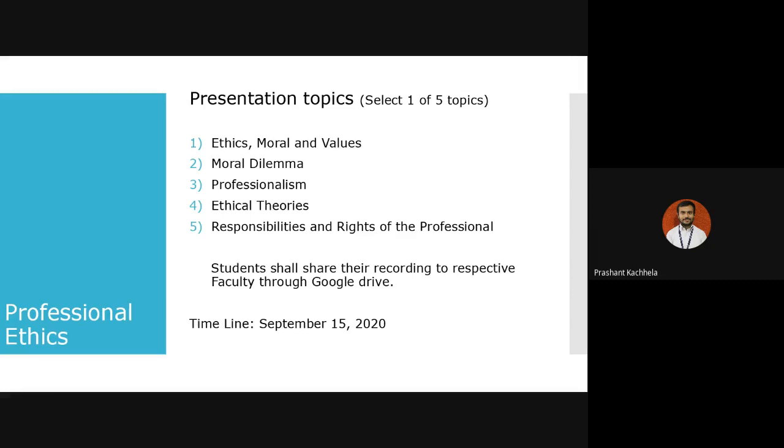So till now, all four topics, 1, 2, 3, 4, are already discussed. If you want to make a PPT on the basis of this, you can definitely do it. After making your PPT, your next work is to record yourself. That means when your PPT is there, simultaneously you should record yourself as well, where you are explaining some of the points. Students share their recordings to the respective faculty, that means to me, through Google Drive.